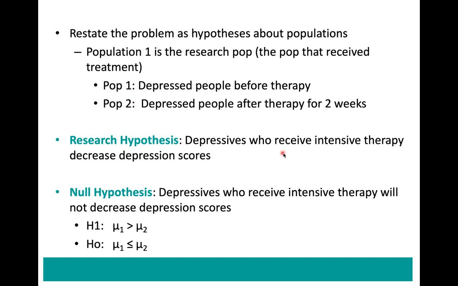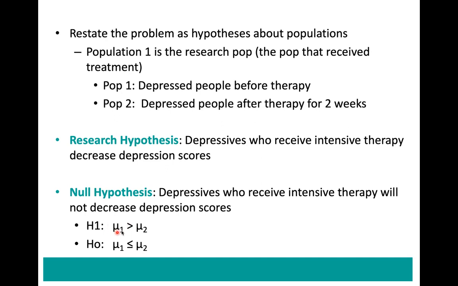So our hypothesis is that depressives who receive intensive therapy will see a decrease in their depression scores. Our null hypothesis is that they will not decrease in their depression scores. So we can express our hypotheses with these inequalities. I think sometimes it's easier to start out with the research hypothesis.